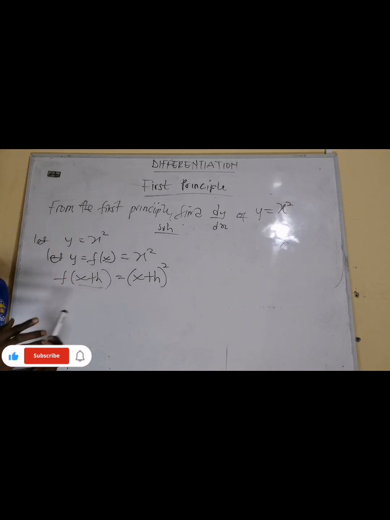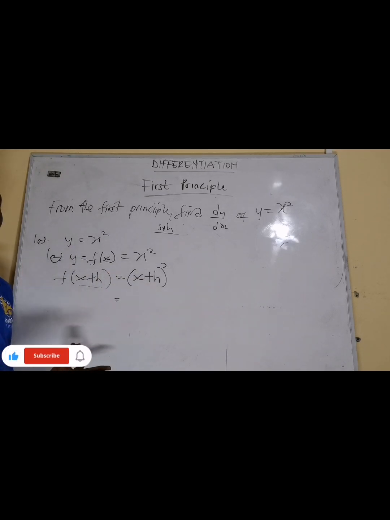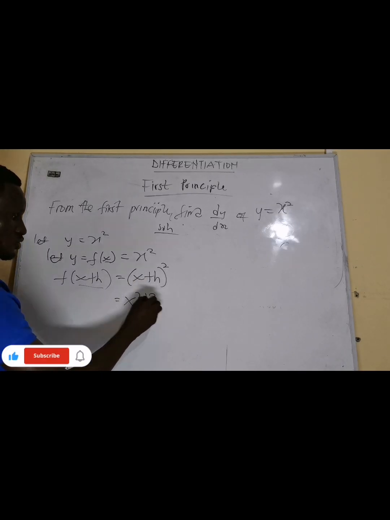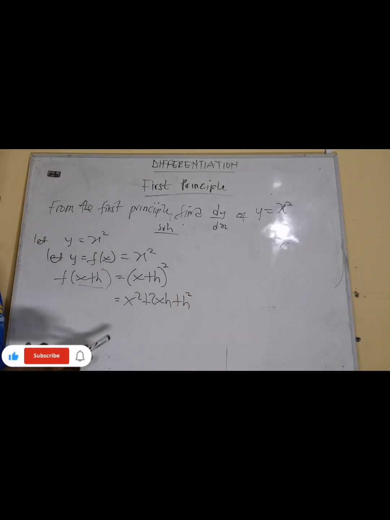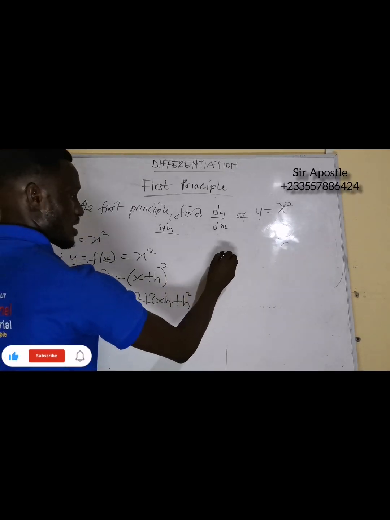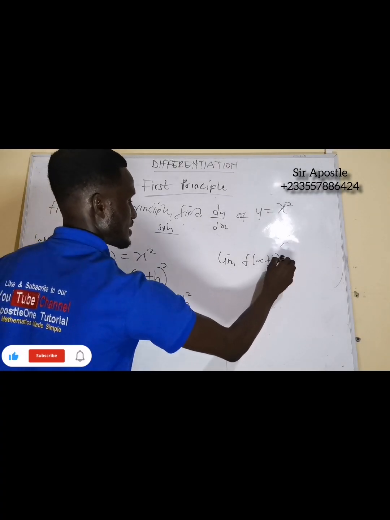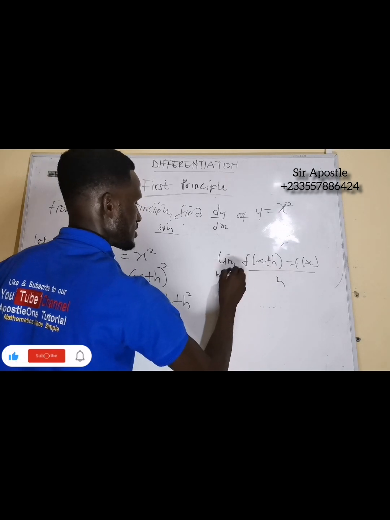Now, to make the thing so simple, expand this one. You need to know how to expand this. How do we expand this? Binomial expansion gives us x squared plus 2xh plus h squared. Now let's solve for the numerator. We said that from the first principle, the formula is the limit of f of x plus h minus f of x, divided by h, where h is approaching 0.